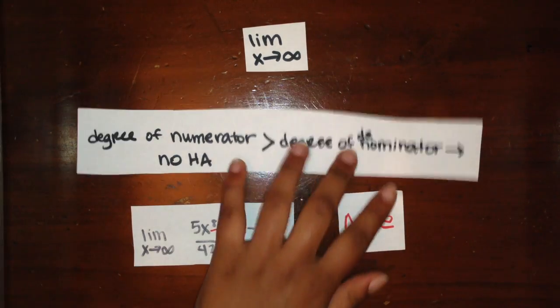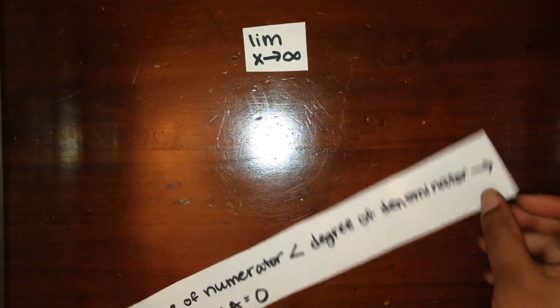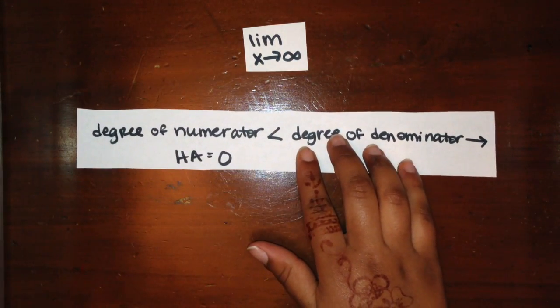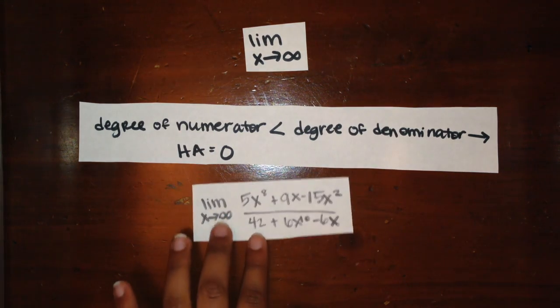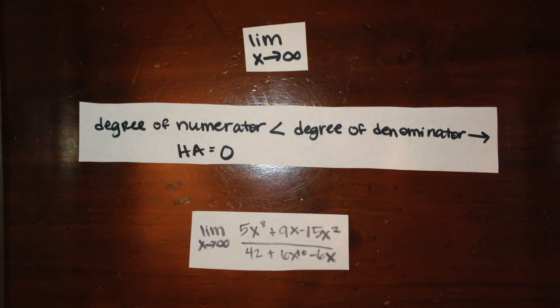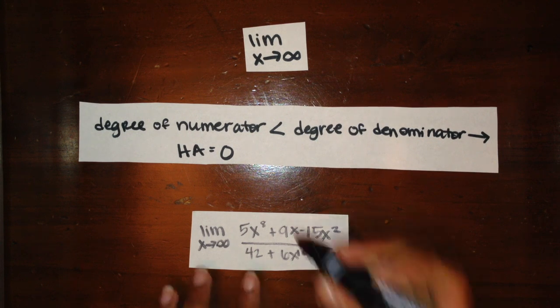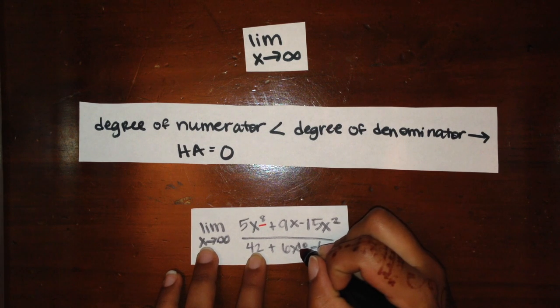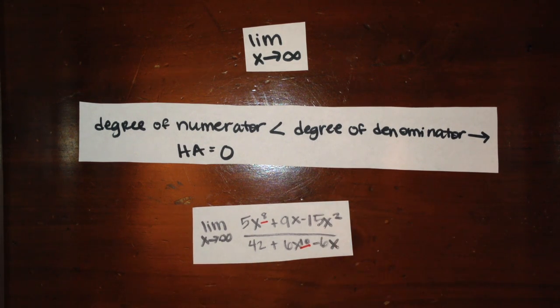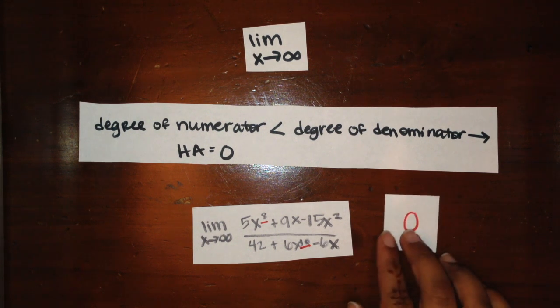And then, if the degree of our numerator is less than the degree of our denominator, then our horizontal asymptote is going to equal 0. So in this problem, you can see that the highest degree of our numerator is to the 8th power, and the highest degree of our denominator is to the 10th power. Since the bottom is bigger than the top, our horizontal asymptote is going to be 0.